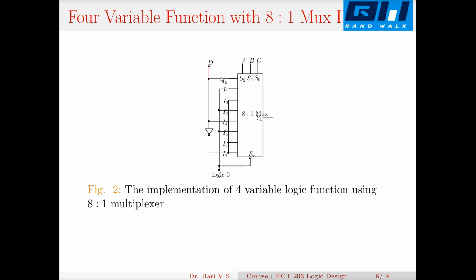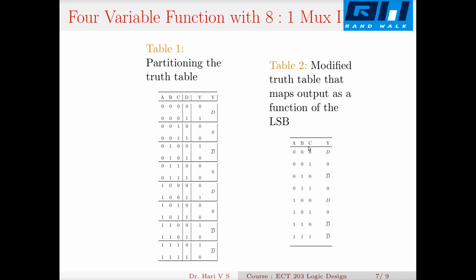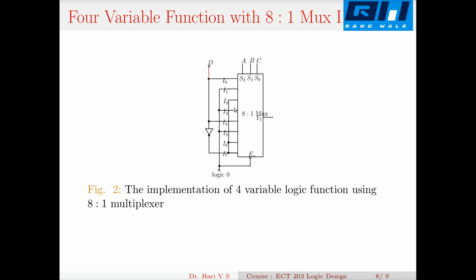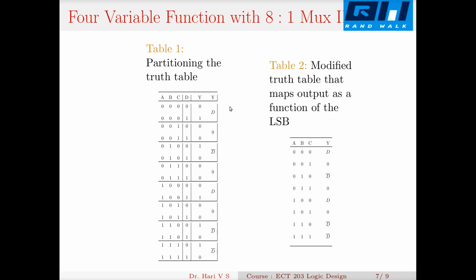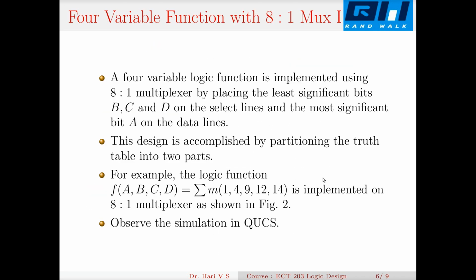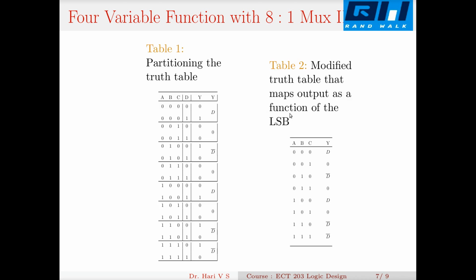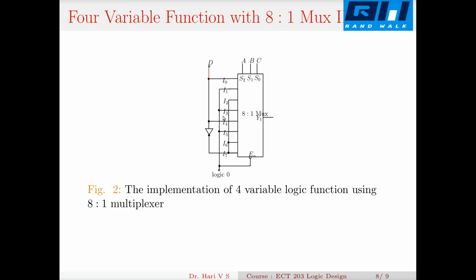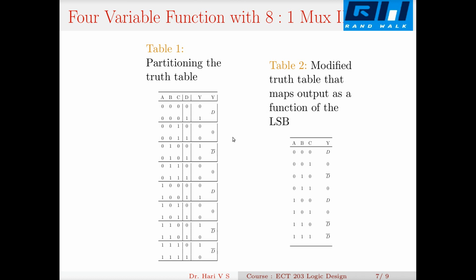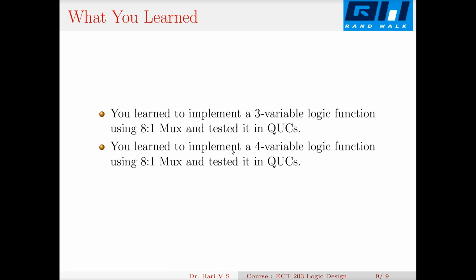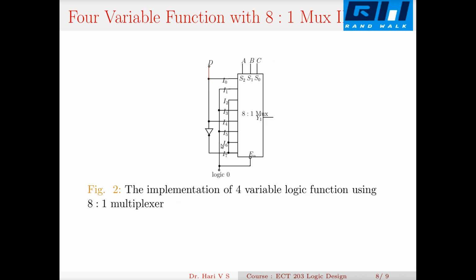This is D. I0 is D, I1 is connected to 0, and I2 should be D complement. This is D complement, and I3 is 0, I4 is D, I5 is 0, then I6 is D bar, I7 is D bar. So this way I can implement a 4 variable logic function using an 8:1 multiplexer.